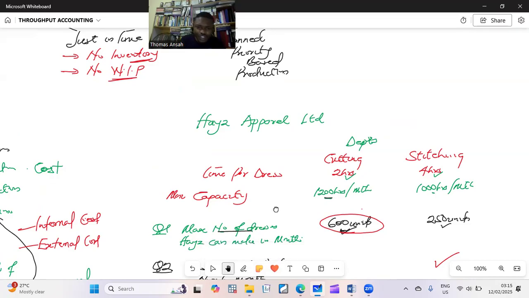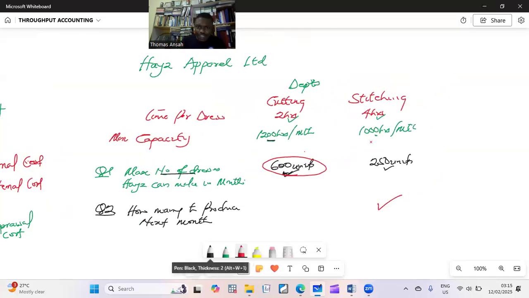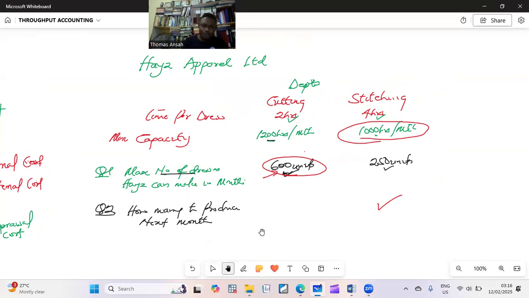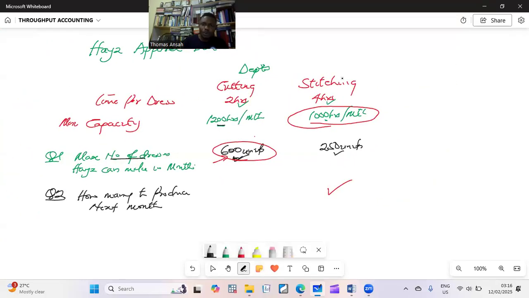So given his capacity, what he can do is only 250. So this one is a limitation. The capacity here is a limitation. It is not allowing him to produce the 600 he could have done to probably earn more. That is the first concept that we want to establish. The first key thing is what we call the bottleneck. That bottleneck is the limiting factor.